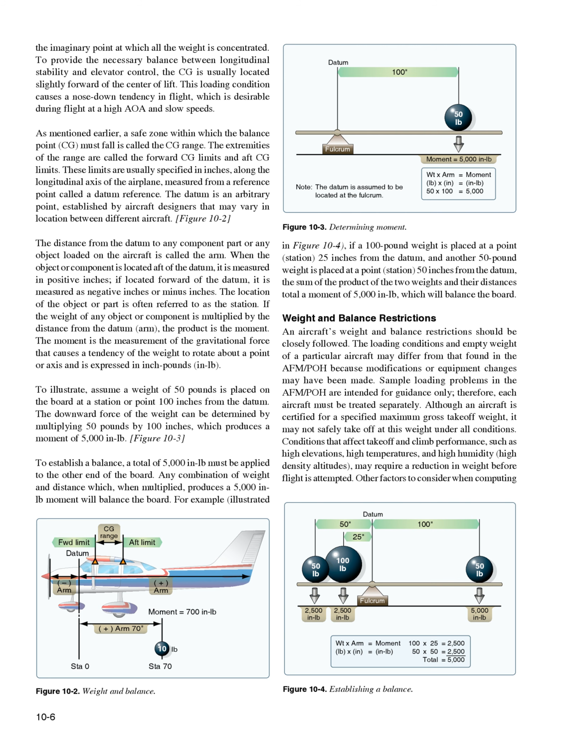Figure 10.3. To establish a balance, a total of 5,000 inch-pounds must be applied to the other end of the board. Any combination of weight and distance which, when multiplied, produces a 5,000 inch-pound moment will balance the board. For example, illustrated in Figure 10.4, if a 100-pound weight is placed at a point, station, 25 inches from the datum, and another 50-pound weight is placed at a point, station, 50 inches from the datum, the sum of the product of the two weights and their distances totals a moment of 5,000 inch-pounds, which will balance the board.